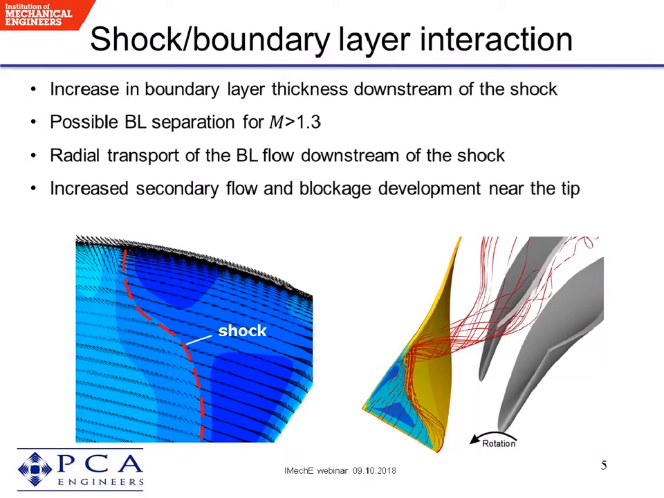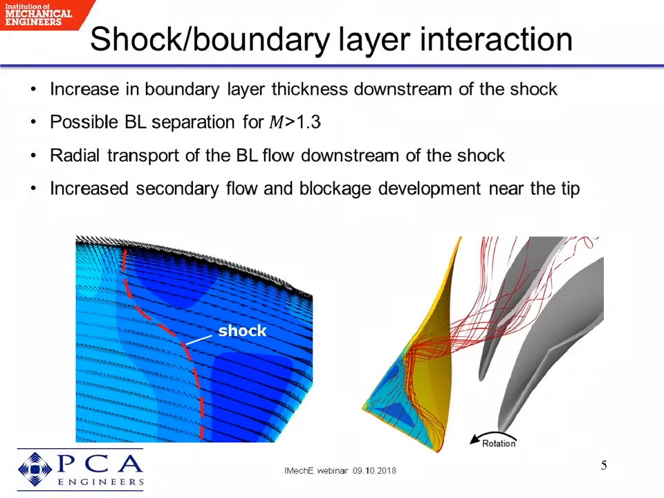In general, the interaction between the shock and the boundary layer results in a sudden growth of the boundary layer thickness downstream of the shock on the suction side of the blade. The low momentum flow inside the boundary layer is pushed towards the casing by the action of the centrifugal forces, resulting in the so-called radial transport phenomena.